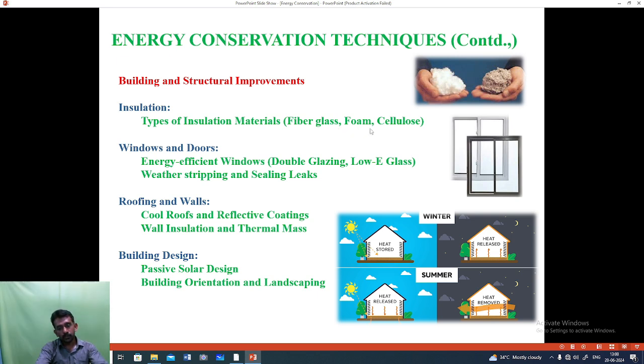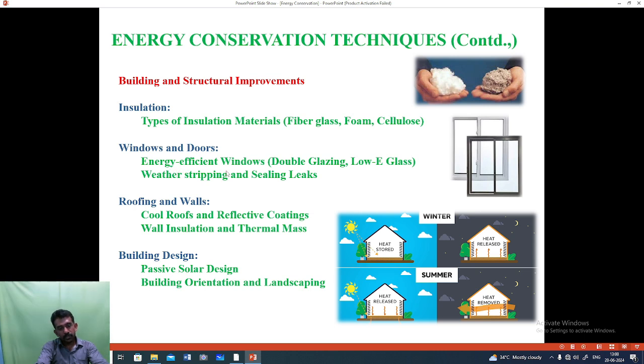Similarly, foams and cellulose. Cellulose is a combination of natural products; both natural cellulose and artificial cellulose are there. It is a combination of carbon, hydrogen and oxygen compounds, and these three, if used for insulation, can help the home survive very hot conditions. Next, changing of windows and doors.